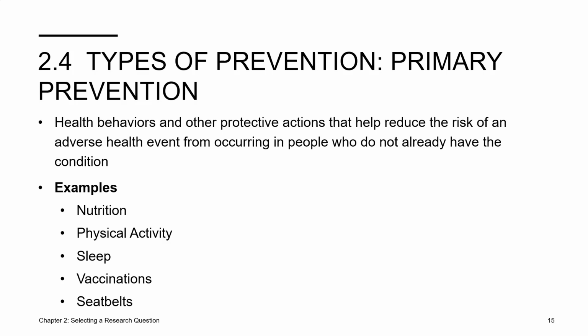Section 2.4 goes over types of prevention. The first type of prevention is primary prevention. These are health behaviors and other protective actions that help reduce the risk of an adverse health event from occurring. Individuals here have not already had the condition. So primary prevention is nutrition, physical activity, sleep, vaccinations, seatbelts. Someone does not already have the disease.